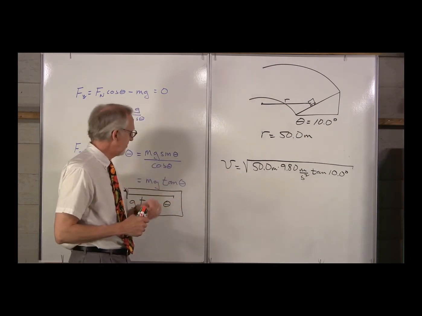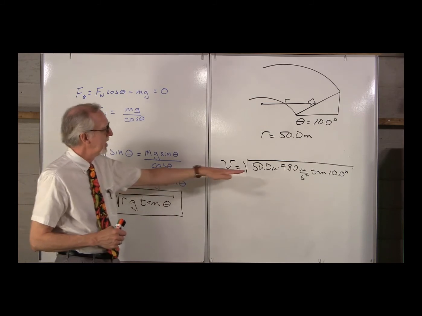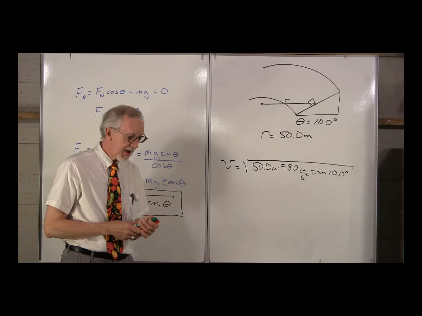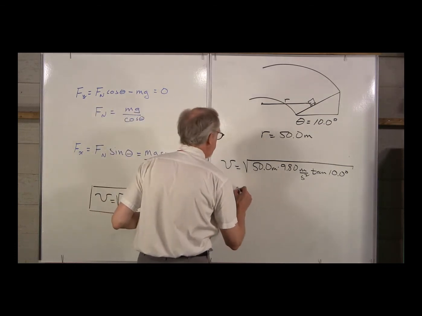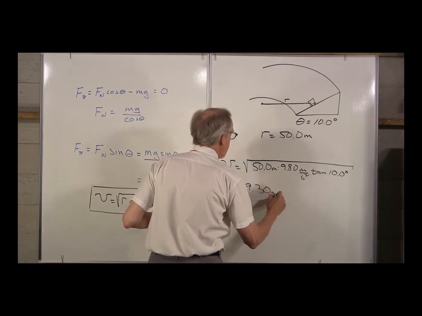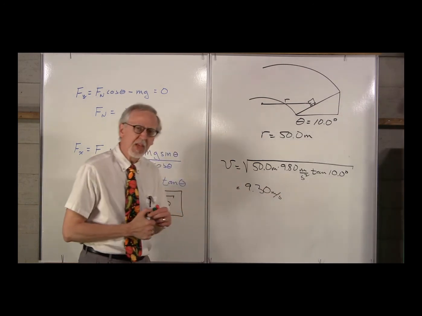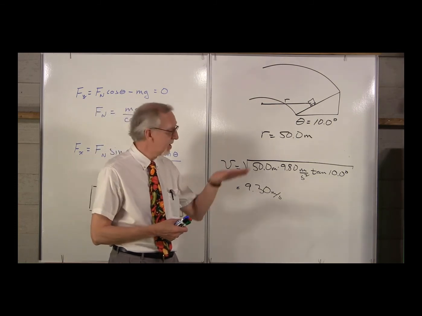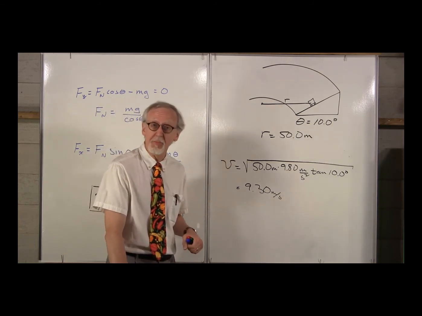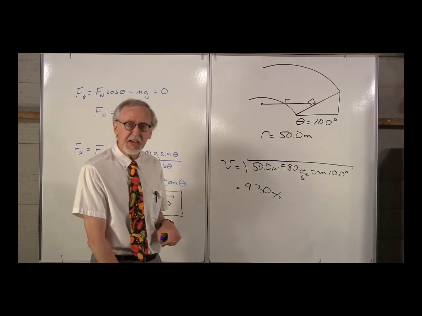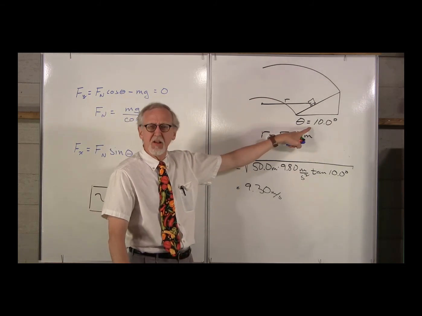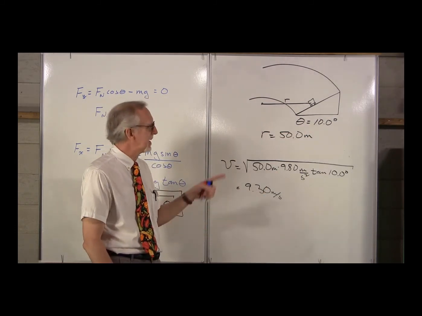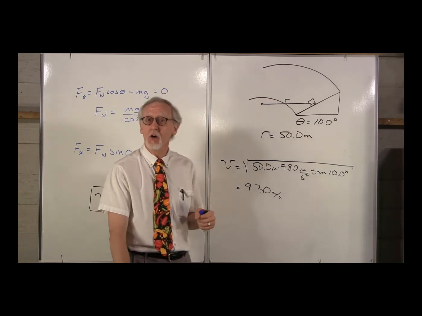What do we get? We get v is equal to root of rg tan theta, root of 50 meters times 9.8 times tan 10 degrees. Multiply that out, and what do we get? We get 9.30 meters per second. Actually, not a whole lot faster than on a very icy flat road as we saw before. So the banking of the incline, unless it's a rather large angle, means you really still can't go all that fast unless there is friction helping you go along the road.